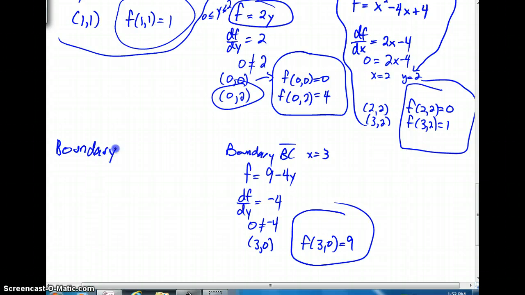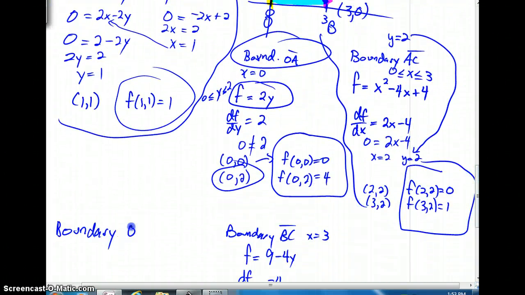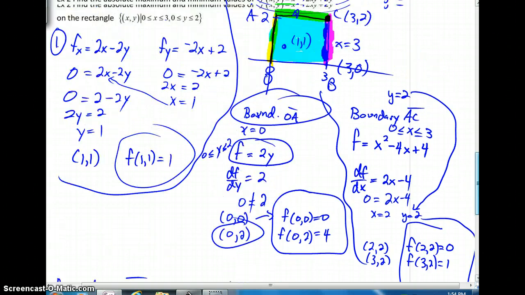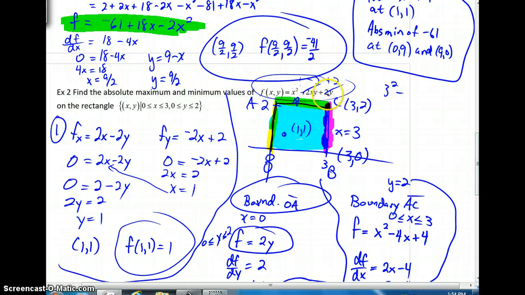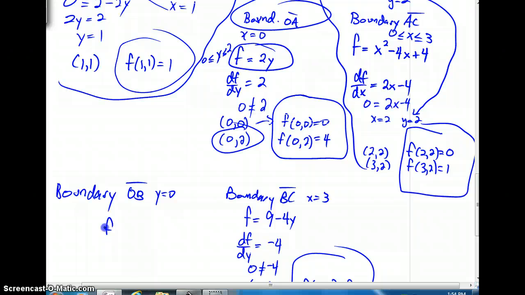Well, there's one more boundary that we're going to have to investigate. You can see there were 4 sides to the rectangle, and very quickly we can see it's OB. On OB, we're going to have y equals 0. Guys, if you let y equal 0 up here, you can see you're left with f of x is equal to x squared. So f is equal to x squared. Look, we can say df dx. Real quickly, we get 2x. Set that equal to 0. You'd say x is equal to 0 itself.